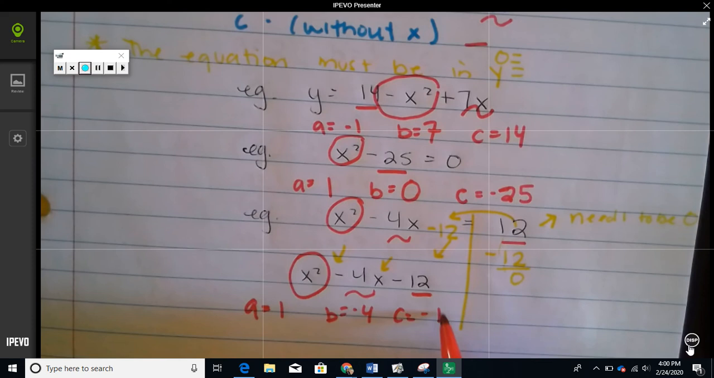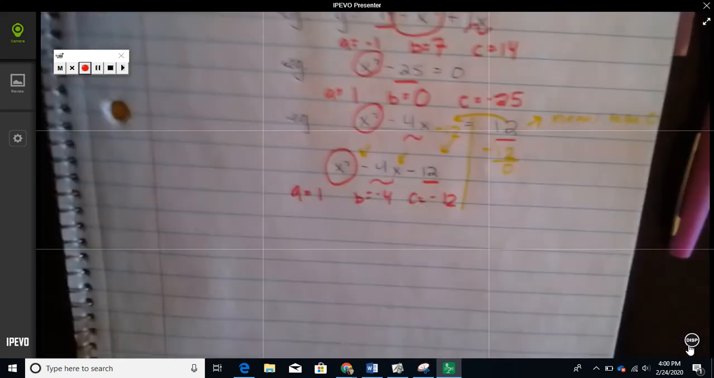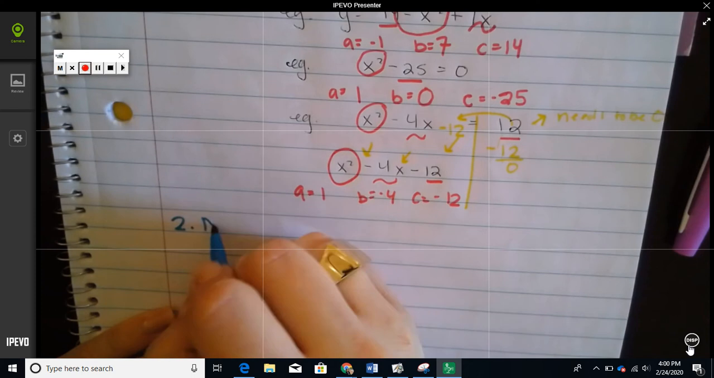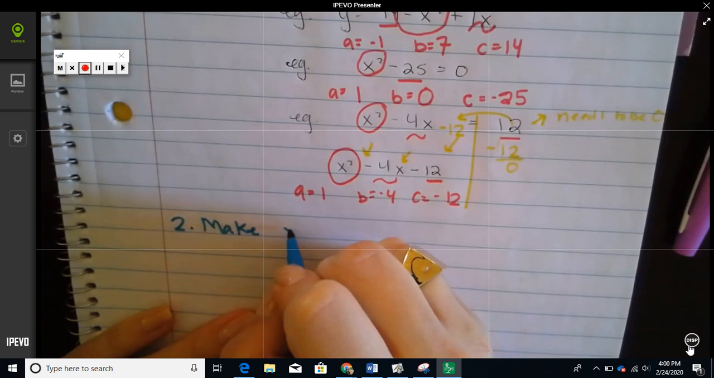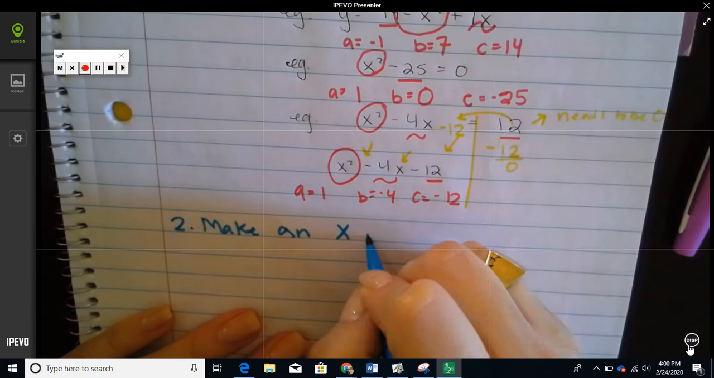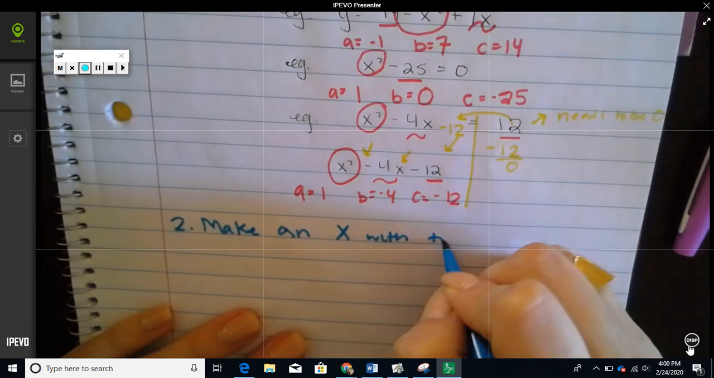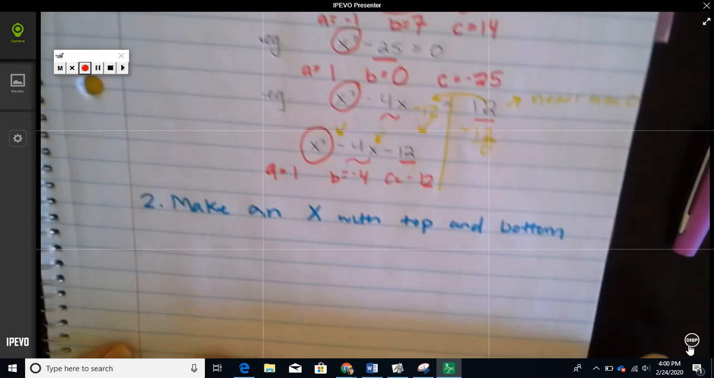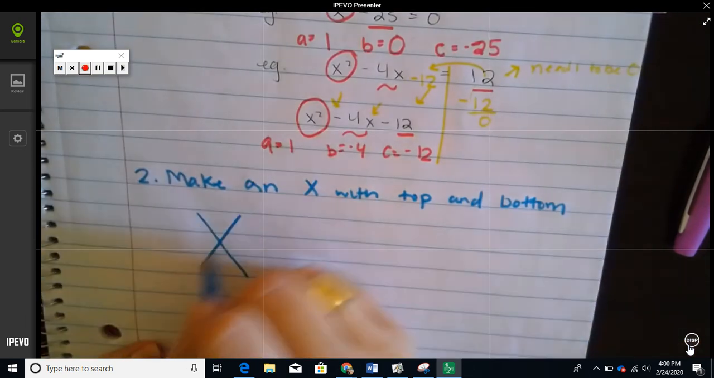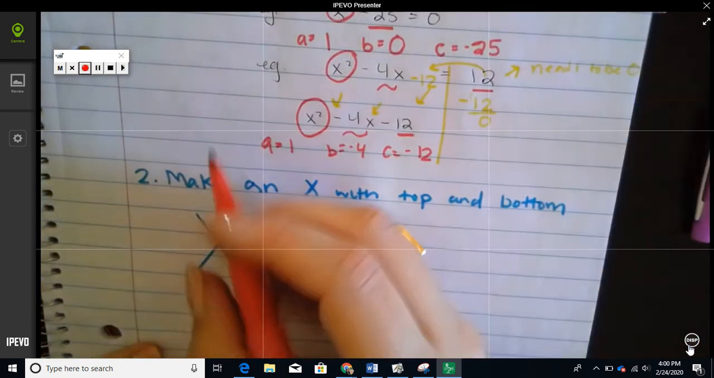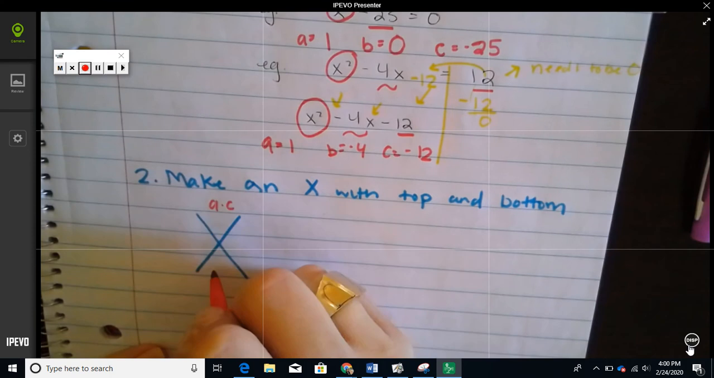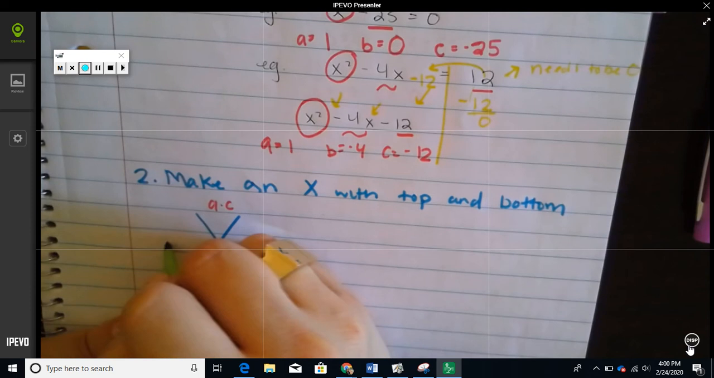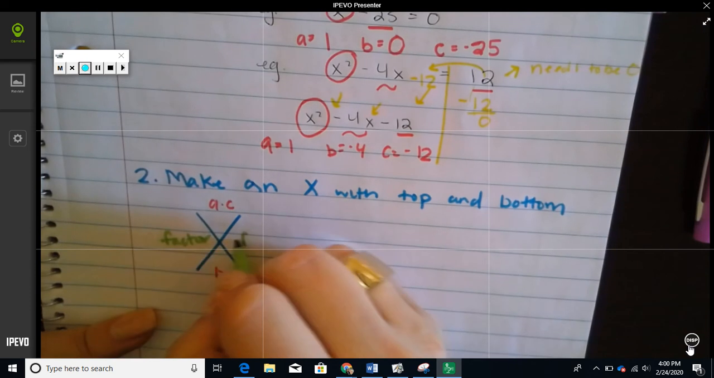That's my first step. My second step from here is I'm going to make an X with top and bottom numbers. It matters what you put in the top, and it matters what you put in the bottom. All right, so you make a big X. What goes in the top is A times C. What goes in the bottom is B. To get these on this side, these are the factors. That's a factor, that's a factor.